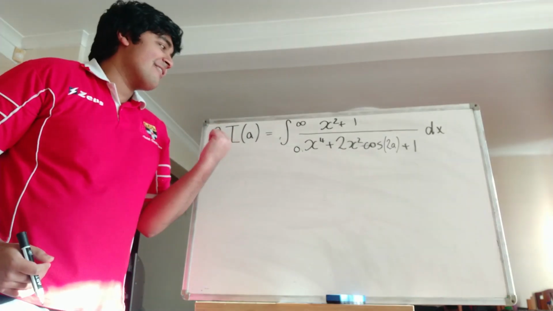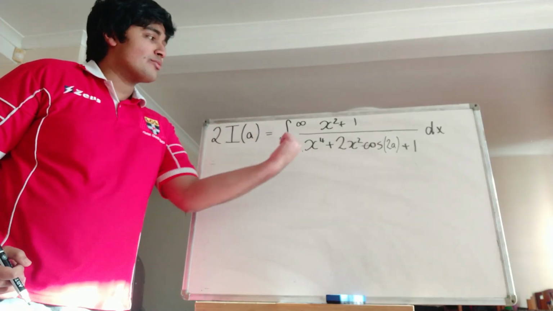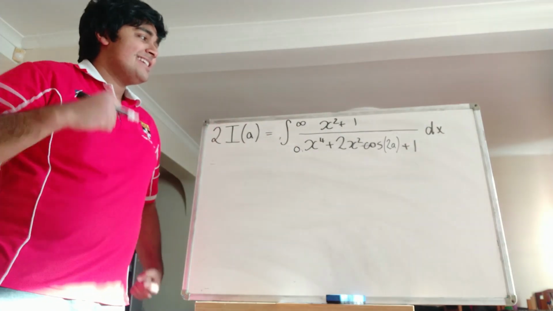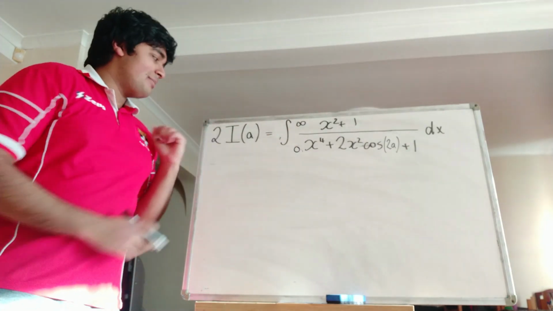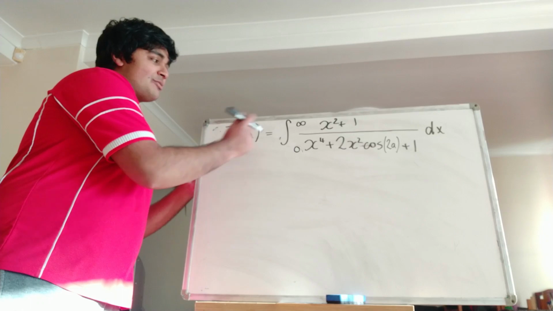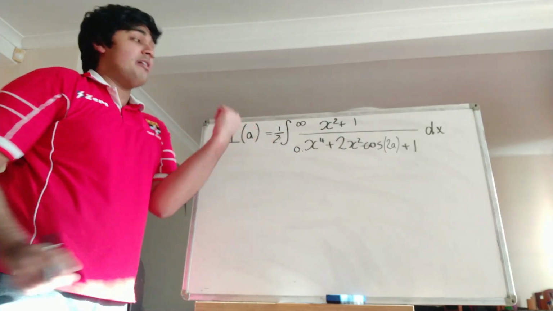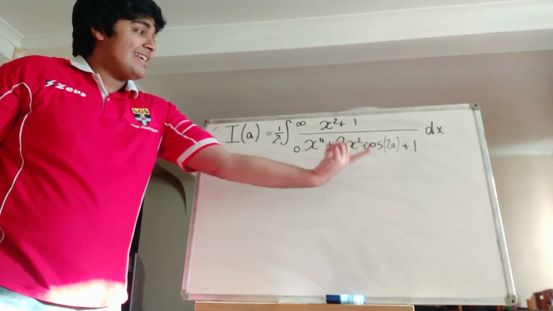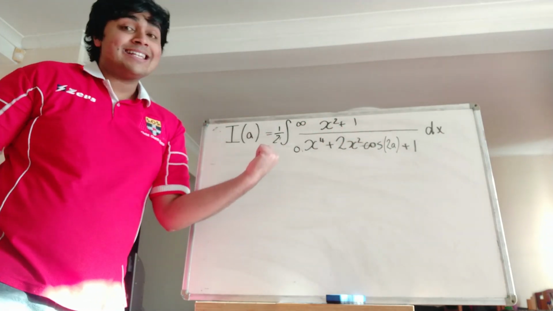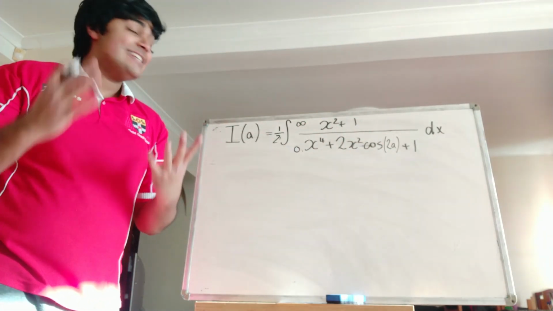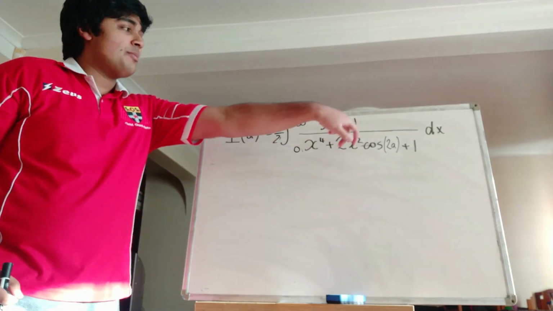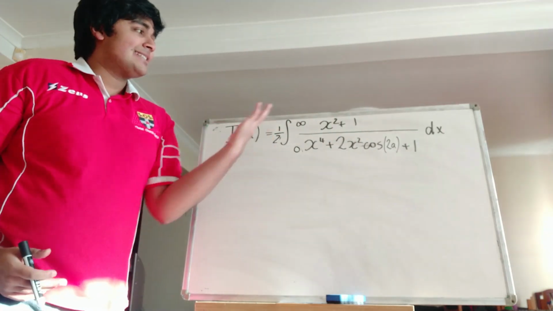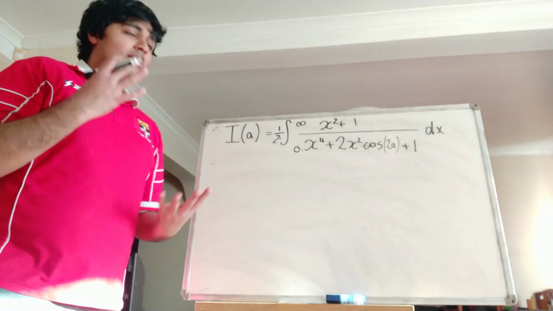Okay, so we have 2I(a) equals this integral here, the integral from 0 to infinity of this guy here, dx. First thing I'm going to do is just divide both sides by 2. So I(a) is now half times this integral here. The next thing I want to notice is that the integrand here is a function of x, but in particular that function of x is an even function. So in other words, if I swap all the x's here for minus x, it's going to stay exactly the same. So we can use a nice little trick.